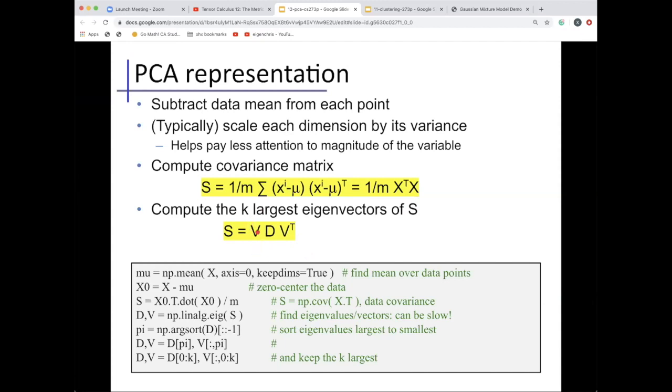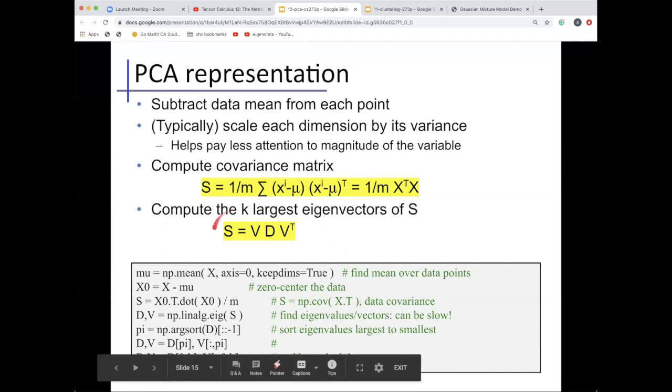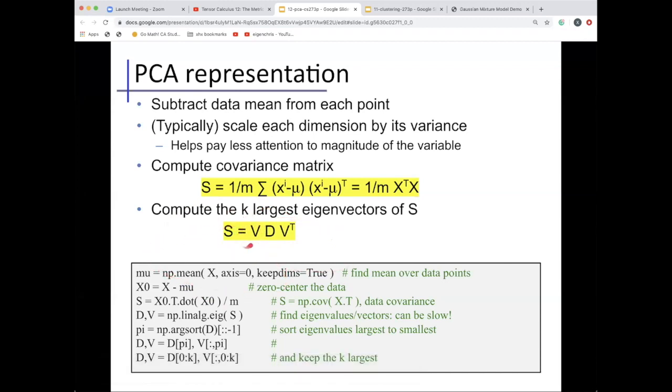But once you determine that, it simply means choosing the first k columns from this matrix V here, and those will be the directions of the subspace you want to project your data onto. So that's principal component analysis. This is the most natural way of presenting principal component analysis, trying to identify those principal directions based on the eigenvectors of this matrix S.